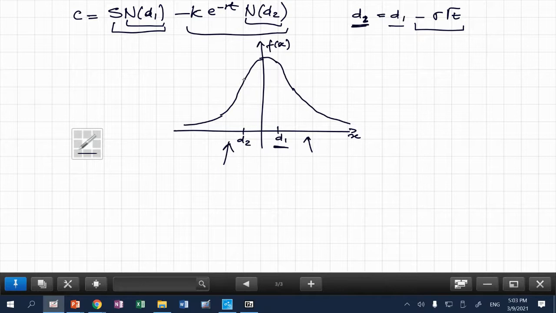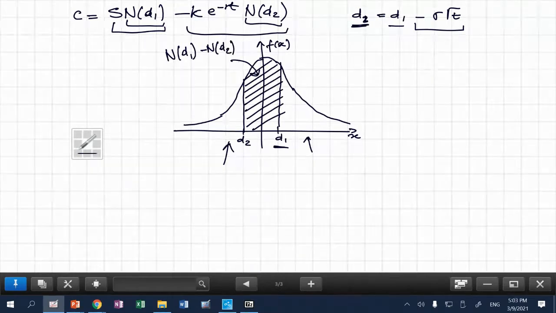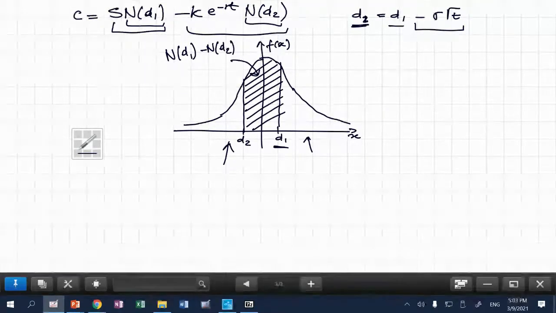So in this specific case, for instance, this area would be coinciding conceptually to the difference between N(d1) and N(d2), if you think about it, okay?